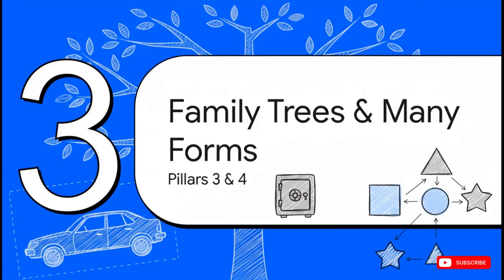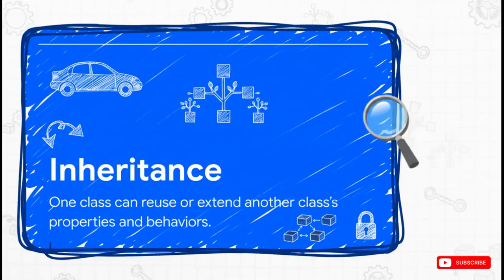Okay, so now we know how to build our objects and how to protect them. The next logical step is to see how these objects relate to each other. And that leads us to some really cool ideas that are kind of like family trees and shapeshifting. And that brings us to inheritance.